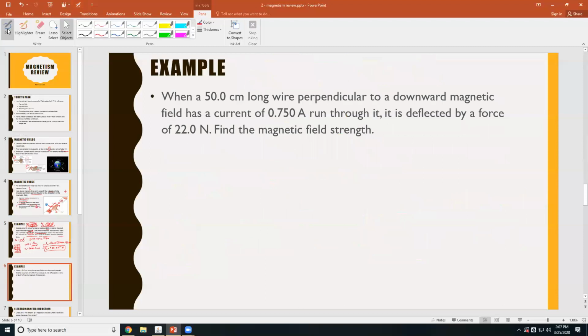So in this next example, we have a 50 centimeter long wire. That's going to be useful. It's perpendicular to a downward magnetic field, and it has a current of 0.750 amps run through it. And we notice it's deflected by a force of 22.0 newtons. Find the magnetic field strength. All right, so the magnetic field strength, that's your B with an arrow. We know our magnetic force. We know it's a wire. Pretty clear now. We should know that our formula we use is Fm equals I, L perpendicular, B with an arrow. Okay, so we want B with an arrow.